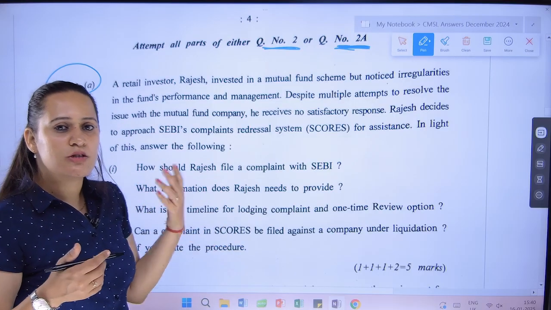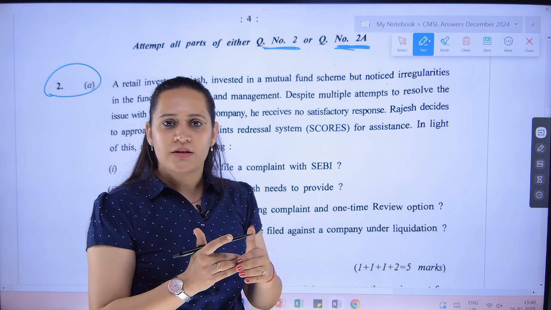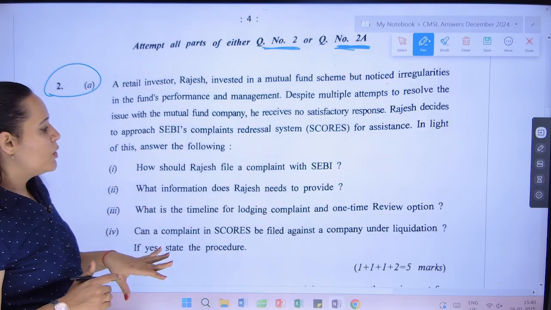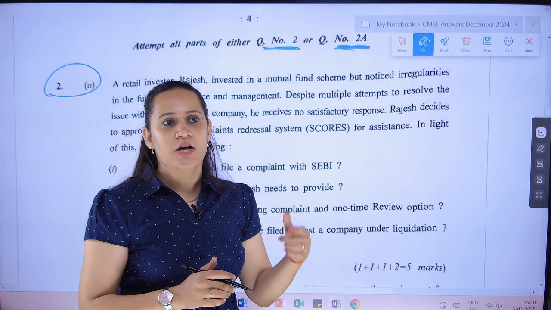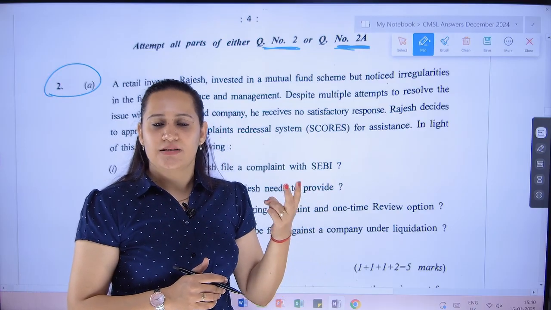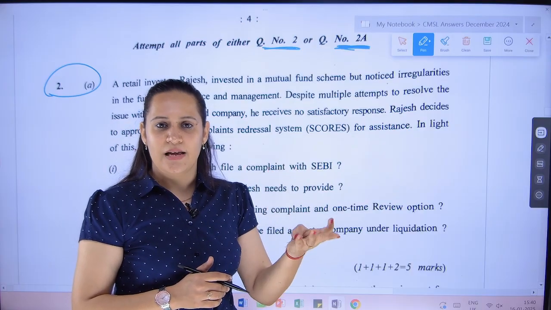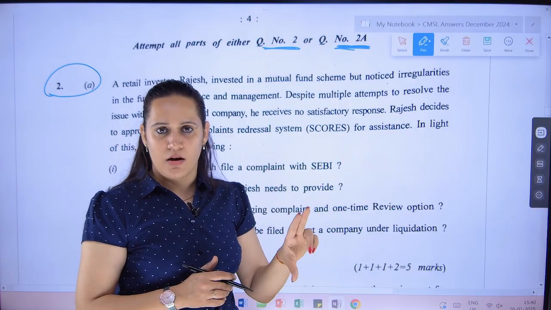He is going to go to the SCORES mechanism platform, register himself, provide the details, and submit the complaint that he has. What information is he required to provide? Two categories of information are there. First is personal information. What is his name? What is his capacity? Retail individual investor. What is his PAN number? What is his basic demat account number? Basic things to prove that he is an investor in the market.